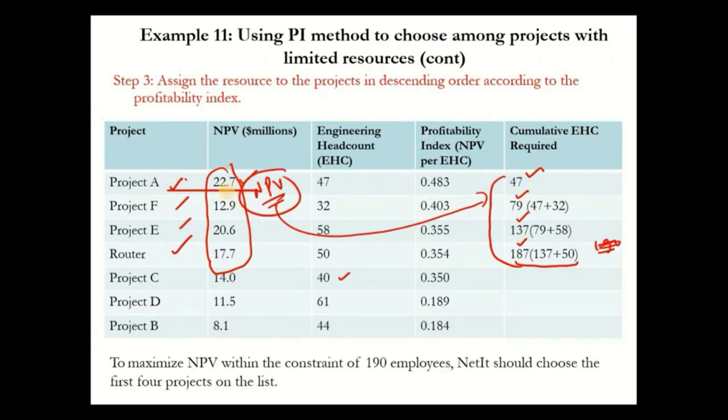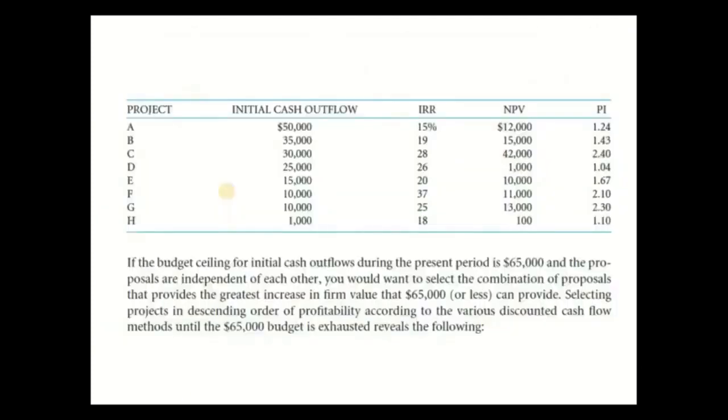Okay, there is another example from another textbook. It would also help you to understand this PI. The situation is we have how many projects? A, B, C, D, E, F, G, H. These are the list of the projects, and these are independent projects.